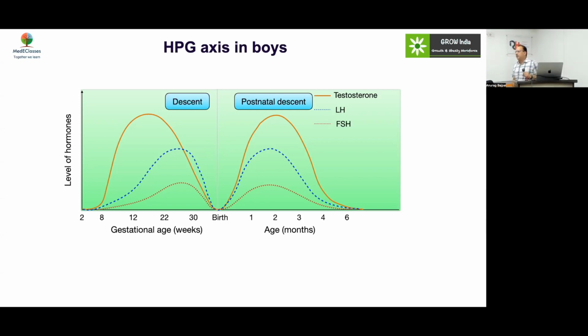So what I'm trying to say is that even though the levels are very high, the body is relatively insensitive to this testosterone. It may cause descent, but it is not high enough, or it will not be potent enough or active enough to cause other virilization changes which are happening. But yes, definitely this postnatal descent is because of this postnatal surge. And this formed the basis of HCG treatment.